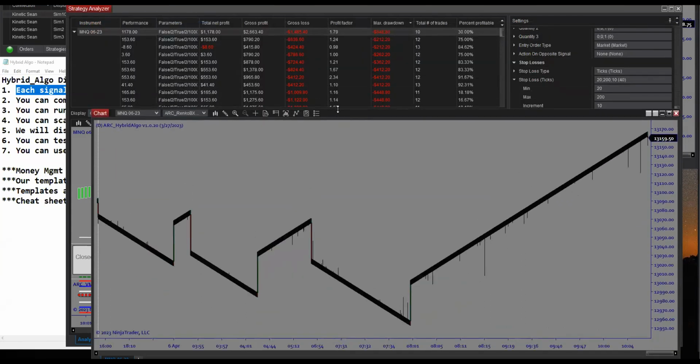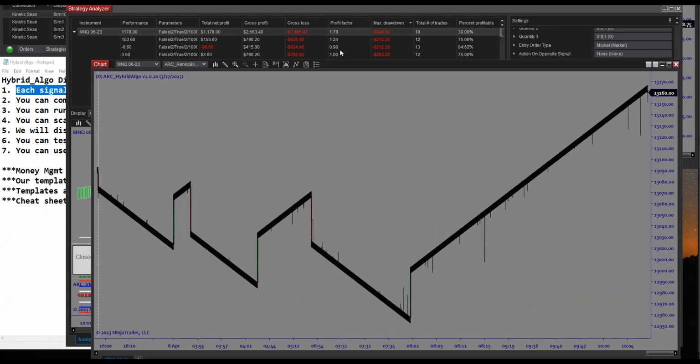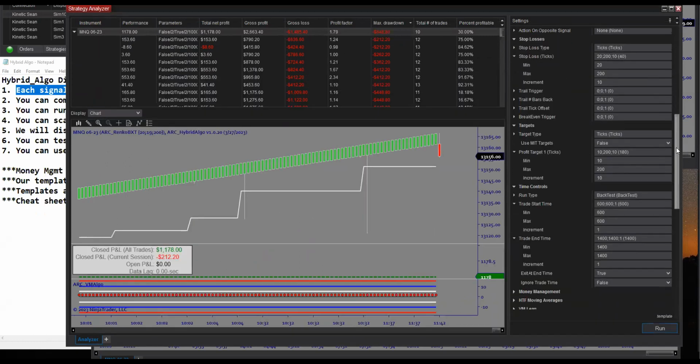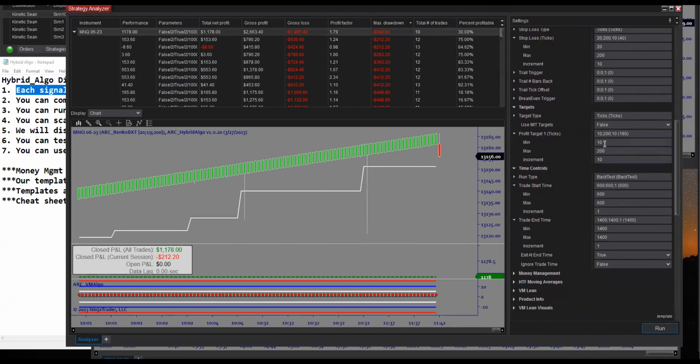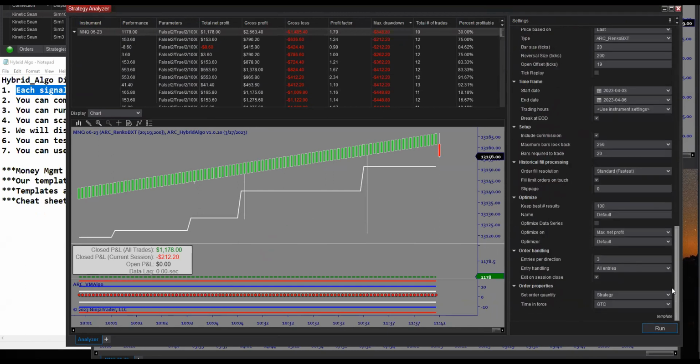And I'm actually even able to optimize for the data series. So I'll give you an example. Let's say I use a 20 bar type. If I want to optimize the data series right here, I can go down here to optimize data series. Okay, and then take a look. I can optimize the data series too.